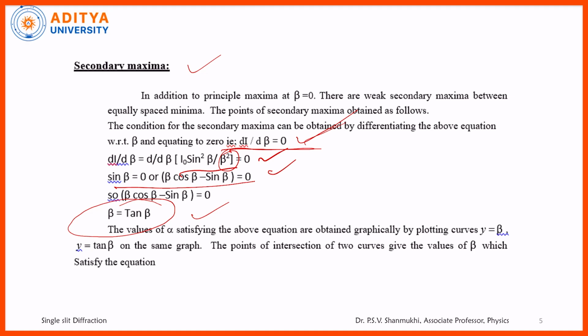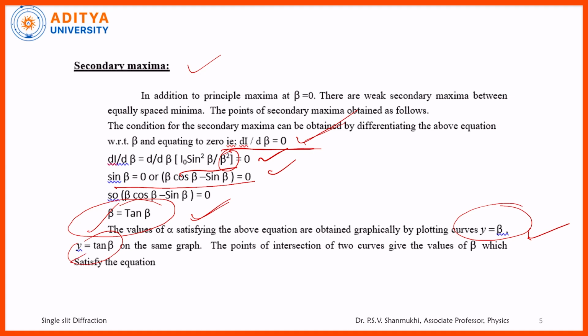Now we have to solve this equation, but actually it is not possible to solve it analytically, only one equation is there. Why? Because you give any value for β, tan β is also the same, means you will get infinite number of solutions. That's why we will solve this using the graphical method. So what is that graphical method? I just introduce one more new parameter y: y is equal to β and y is equal to tan β.